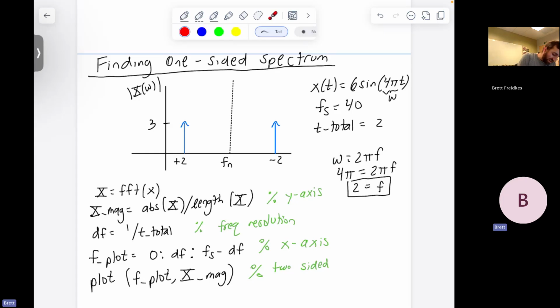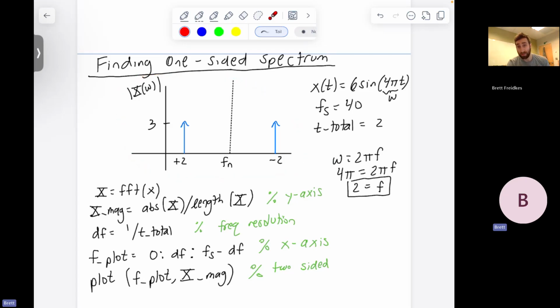I also tell you that we sampled this signal at 40 samples per second, and we did this experiment for a total of 2 seconds. We recorded that signal for a total of 2 seconds. Now, if we went ahead and plotted this, we would get a magnitude graph that looks something like this.